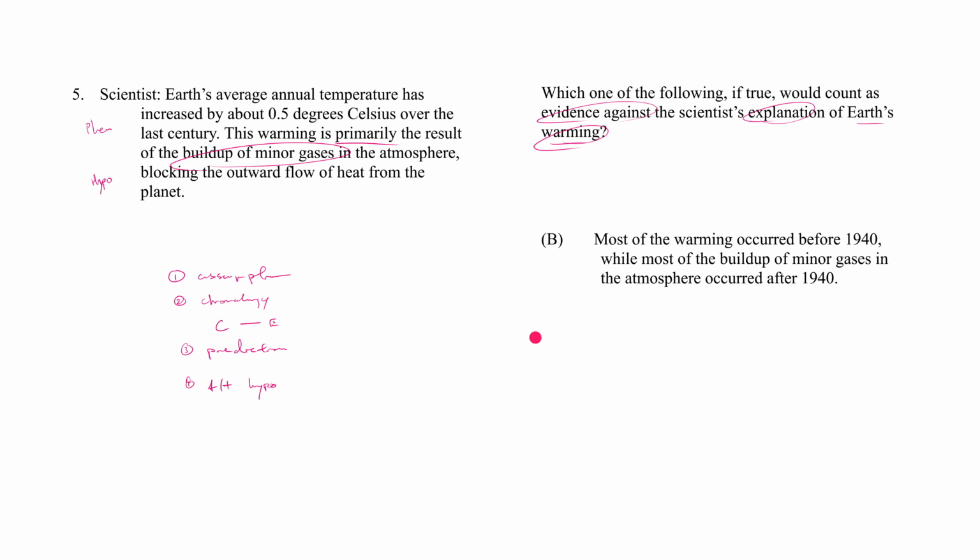Okay, let's keep going. We'll look at answer choice B, which says most of the warming occurred before 1940, while most of the buildup of minor gases occurred after 1940. What do you think about this one? The warming, right? That's the thing we're trying to explain. Most of it occurred before 1940. That's the effect. The putative cause is the buildup of minor gases, but most of that occurred after 1940. Well, that's problematic for the hypothesis because that's pointing at the chronology. You got the chronology wrong. B counts as evidence against the scientists' explanation.